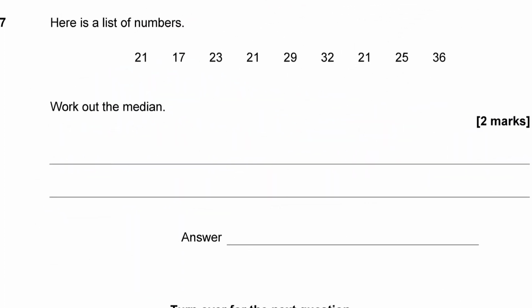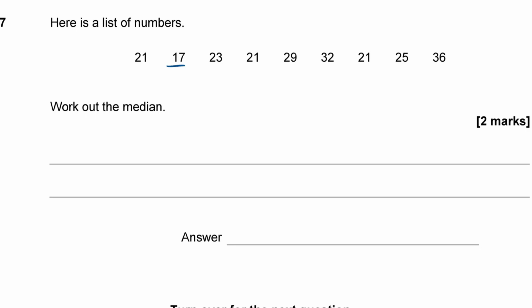Okay, question 7. Here are a list of numbers: 21, 17, 23, 21, 29, 32, 21, 25, 36. Work out the median. Right, when we're working out a median, the first thing we need to do is put the numbers in order of size, smallest to biggest.